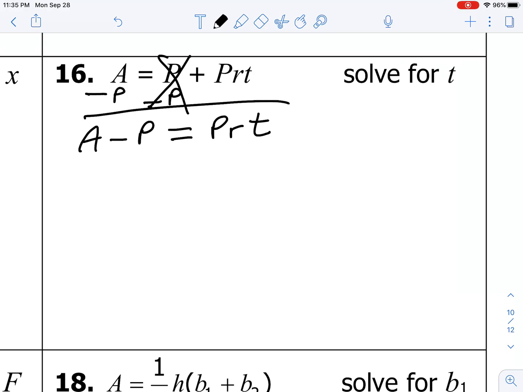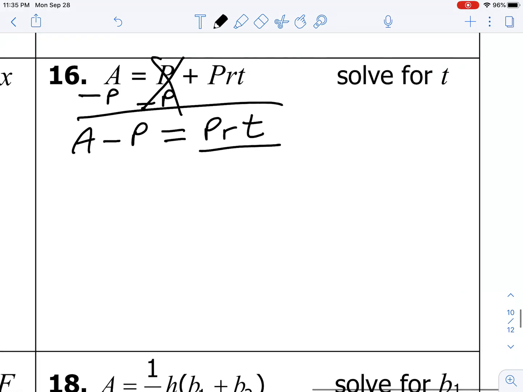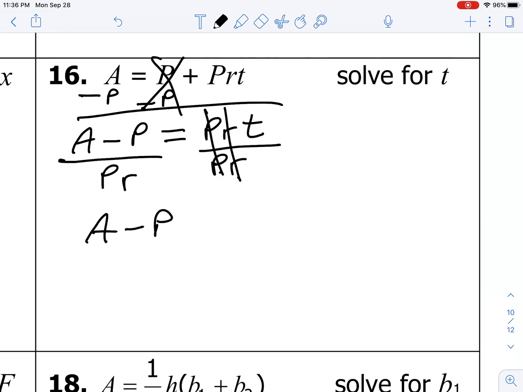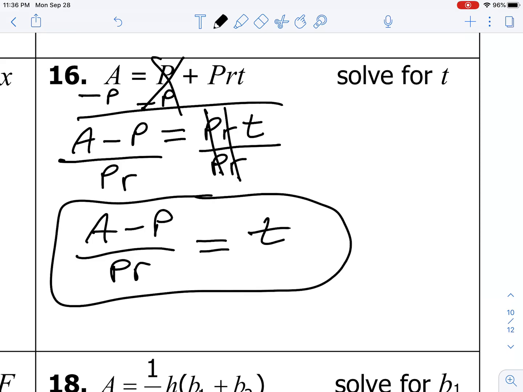It doesn't matter how many letters you got, okay? We can divide here by pr. So that's gone and that's gone, all right? And I'm left with A minus p, all over pr equals, and then the t drops down. The t is now by itself. This is your answer.